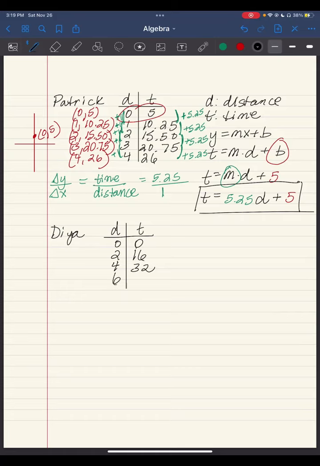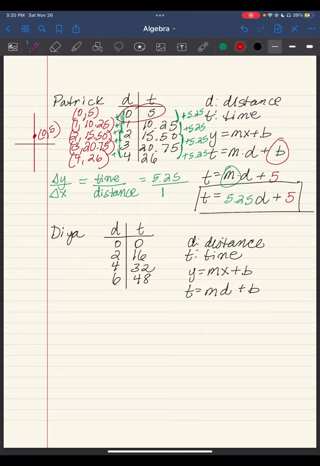Can we calculate how fast Dia runs or the pattern of her running if she doesn't clock at every mile? And the answer is yes. We're still saying D is distance. We're still saying T is time. And then we know we're trying to come up with an equation of y equals mx plus b. Or in this case, T equals m times d plus b, same as before. The y-intercept is the b value, the slope is the m value, and then we're replacing the y and the x with the t and the d.